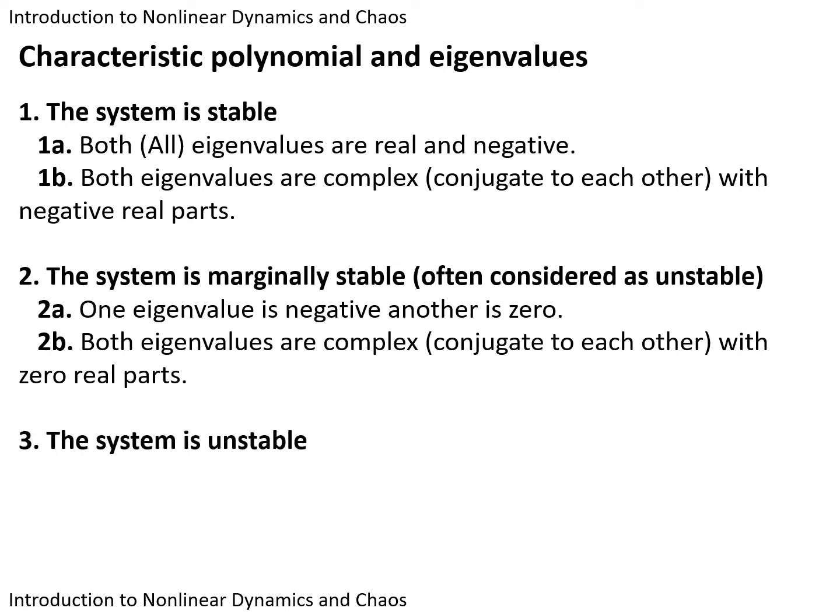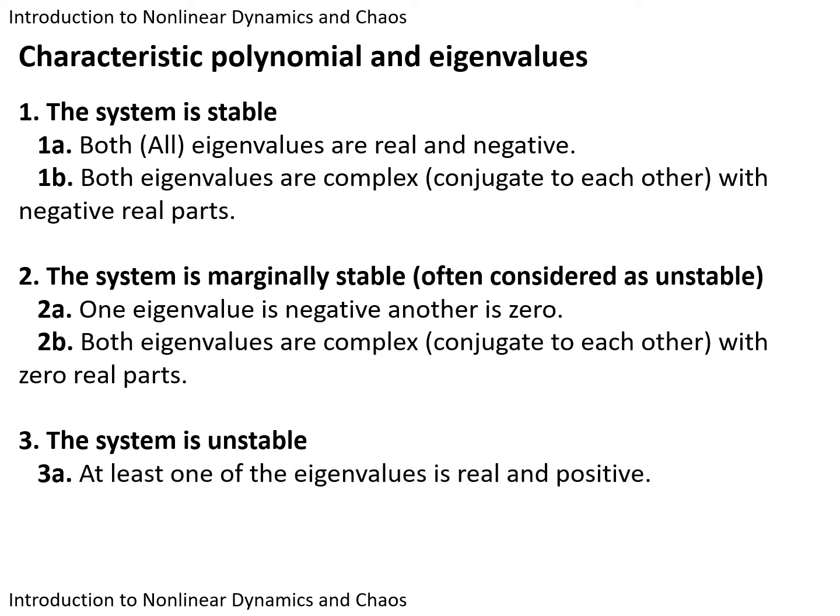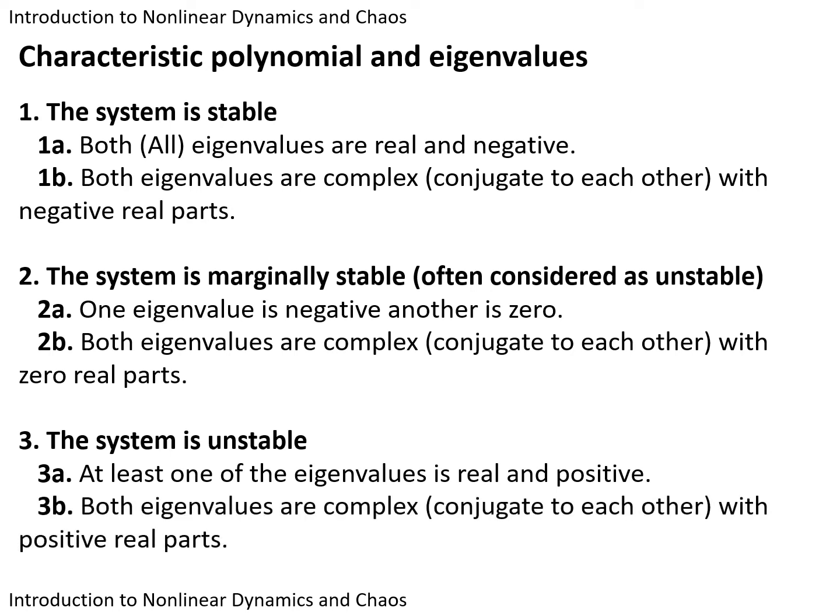Third case, when the system is unstable. System is unstable if at least one of the eigenvalues is real and positive, or we have both eigenvalues are complex numbers conjugate to each other with positive real parts.